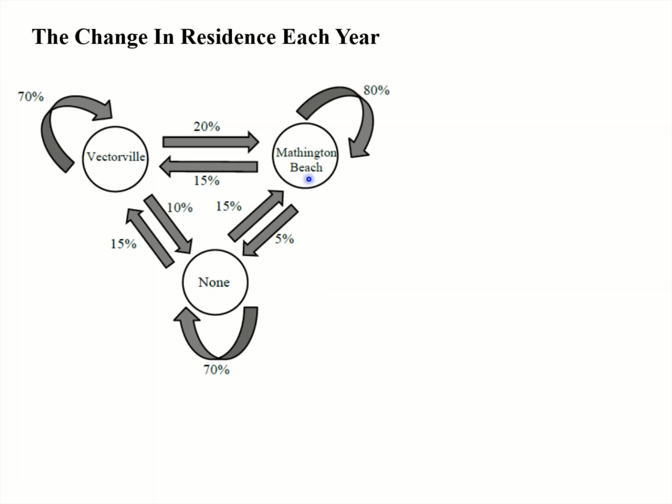Whereas in Mathington Beach, it looks like 80% of those people stay there. So it looks like people like Mathington Beach better than Vectorville. And then other places in the county, 70% stay in those. But look at this. In Vectorville, 20% will move to Mathington Beach within a year, and then 10% will move to another place. Okay, so the 10 plus 20 plus 70 adds up to 100%.